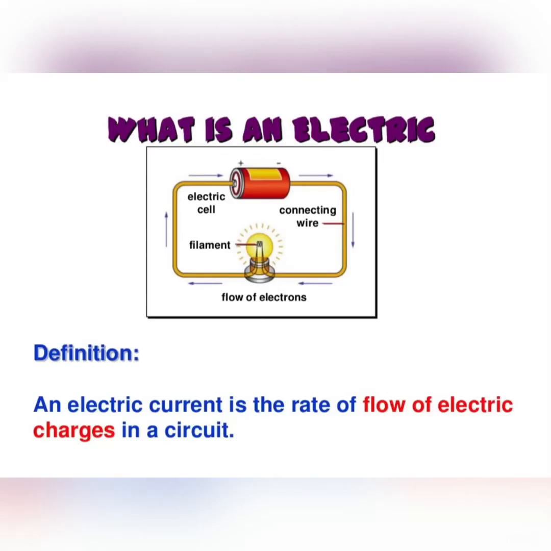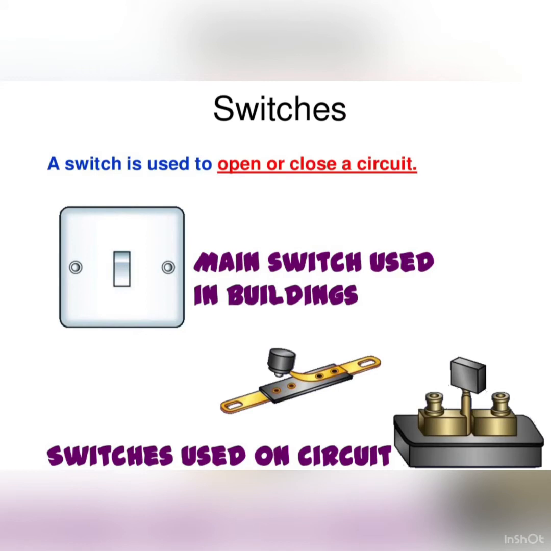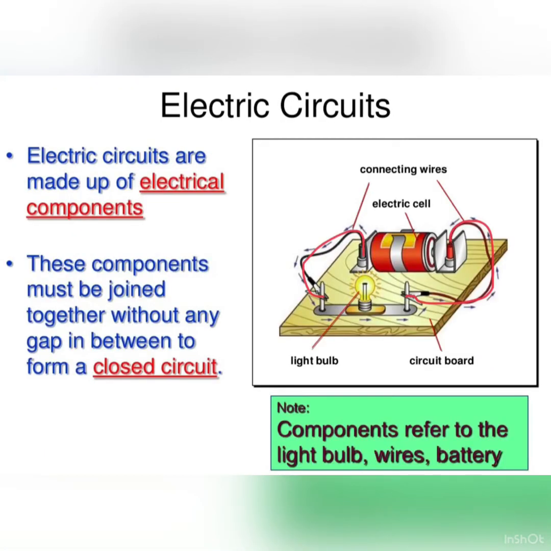Electricity is the rate of flow of electric charges. For temporary make and break of a circuit, to open or close a circuit, a switch is needed. Now, what are electrical circuits? Electrical circuits are made up of electrical components like bulb, wires, battery, etc. These are known as electrical components. When these components are joined together without any break or gap in between, they form a closed circuit. Here you can see a closed circuit.